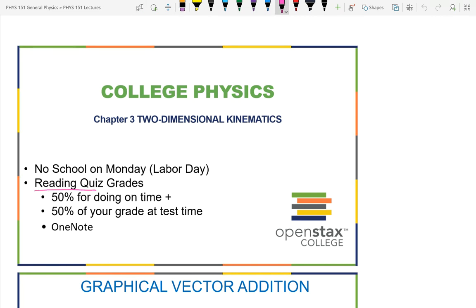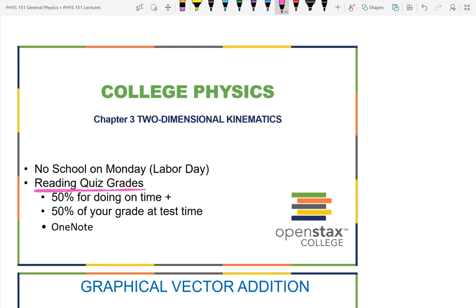Reading quiz grades. One student came to me and said that they and other students were under the impression that reading quizzes were just based on if you attempt it. And no, it's not just based on if you attempt it. But I am trying to make it as much of a learning experience as I can.